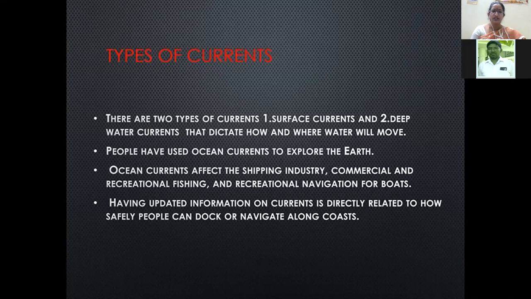Not only that, ocean currents affect the shipping industry, so we can develop the shipping industry because of that. Then there is commercial and recreational fishing. The ocean is a good source of different types of aquatic animals, especially fishes. Recreational means we go just to enjoy fishing, to recreate ourselves, but commercial means for the purpose of money, like a business. And then there is navigation for boats. Navigation means moving from one place to another through boats or ships.